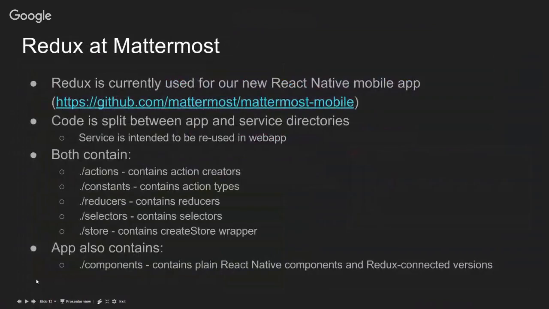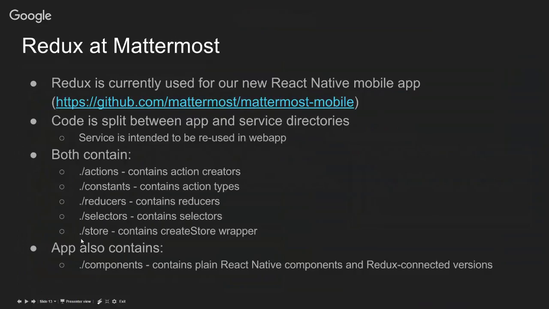So in terms of actually how we use Redux right now, if you look at the Mattermost mobile app, we have a bit of stuff for splitting the code between two directories. That's mostly because we do hope to share a lot of that code with the web app eventually, so that will have most of that functionality work identically between the two. There'll be some stuff different for the view, but most of the back end should all be hooked up the same. In both those folders, there's a list of action creators, and constants just has the action types because we didn't want to have to type them out constantly.